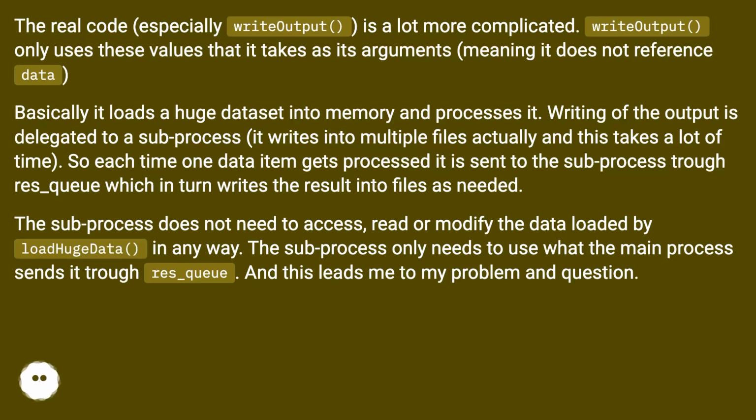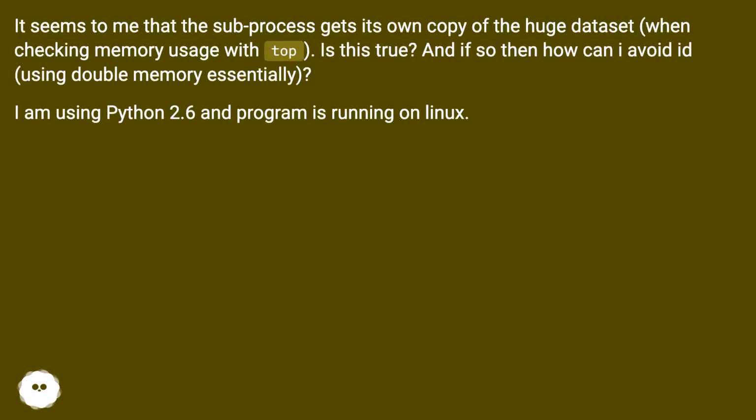The subprocess only needs to use what the main process sends through the queue, and this leads me to my problem in question. It seems to me that the subprocess gets its own copy of the huge dataset when checking memory usage with top. Is this true? And if so, then how can I avoid it using double memory essentially? I am using Python 2.6 and the program is running on Linux.